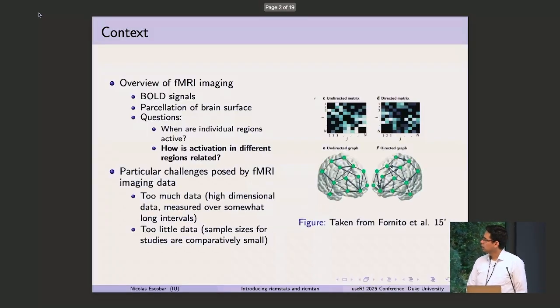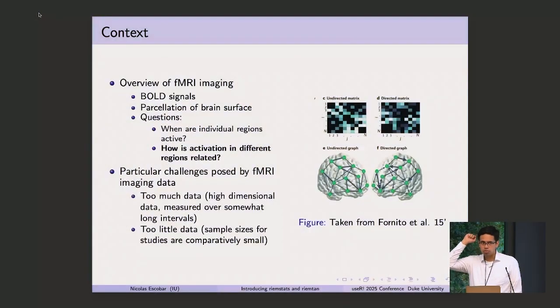And today I'm going to tell you a little bit about basically brain imaging. Because this is sort of a general purpose conference, let me begin by telling you a little bit about fMRI imaging. The way this works is that we put people through scanners, right? And the scanners measure something called a BOLD signal, and they capture a signal for each little piece of your brain surface.